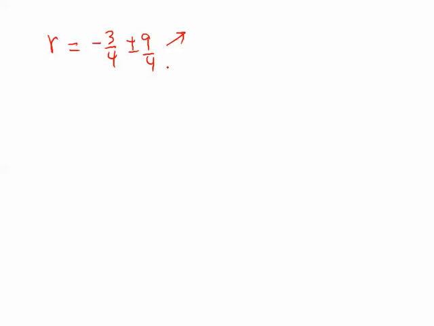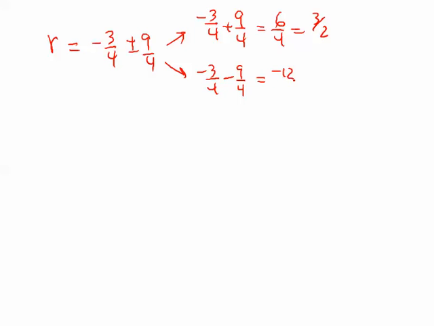So we have to understand there's two different things happening here. There's a negative 3/4 plus 9/4, and there's a negative 3/4 minus 9/4. So do those each separately. So this is 6/4, and finally reduced form is 3/2. Over here, this would be negative 12 over 4, or finally we get negative 3 as our final answer. Good there? Maybe?